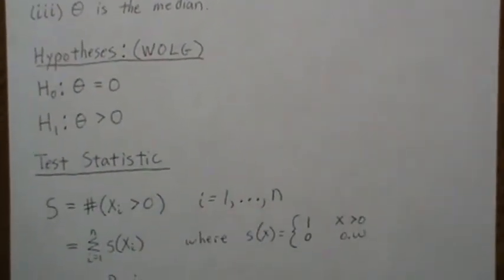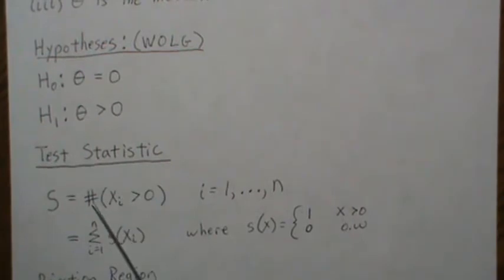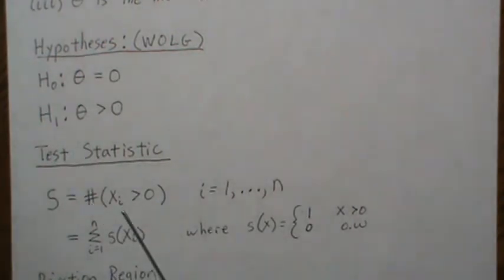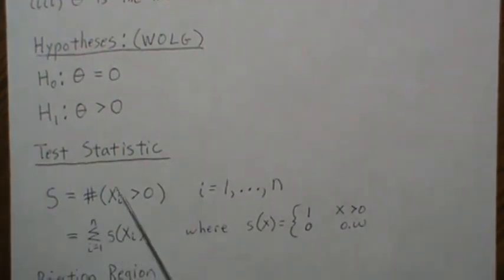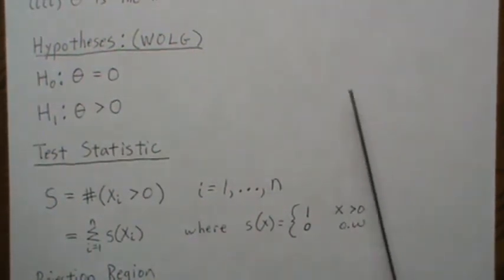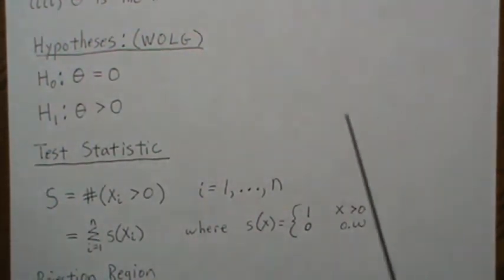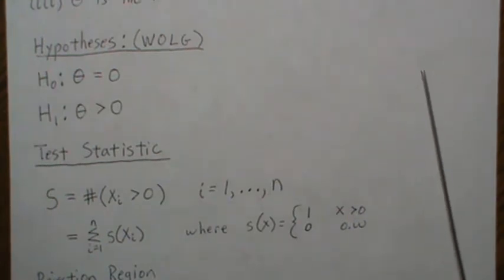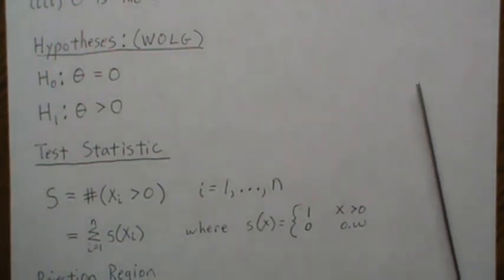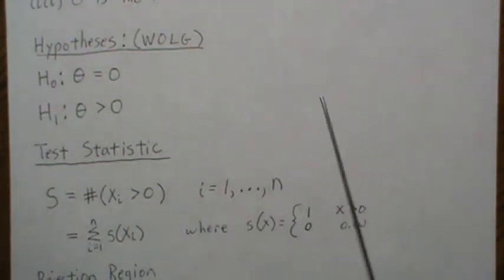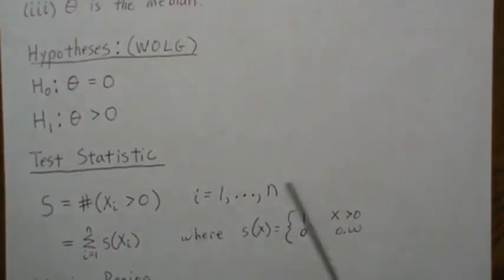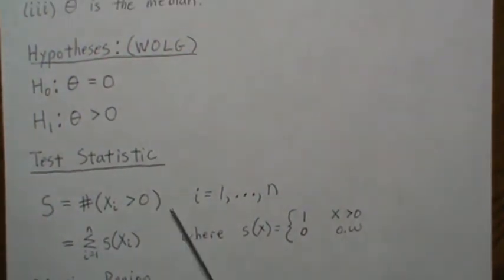So the test statistic is we're going to count how many of our data are greater than 0. And if the median is 0, we'd expect this to be about half our data points. If the median is shifted, we're going to pick up all the ones that are greater than the median and between 0 and the median. So it's actually going to be more than half our data.